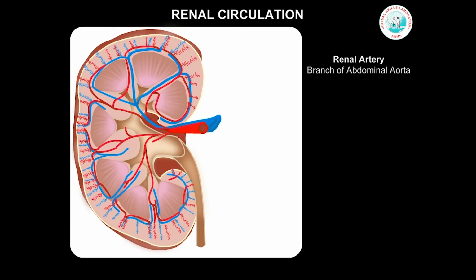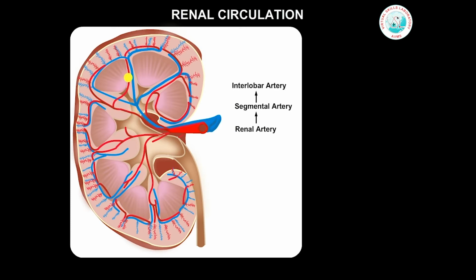branch of the abdominal aorta. Despite its small size, our kidney receives around 20 to 25% of the cardiac output. Each renal artery branches into segmental arteries, which divide into interlobar arteries that run between the renal pyramids. The interlobar arteries continue as arcuate arteries that run along the boundary of cortex and medulla. These then divide into interlobular arteries that feed into the afferent arterioles which enter the glomeruli.